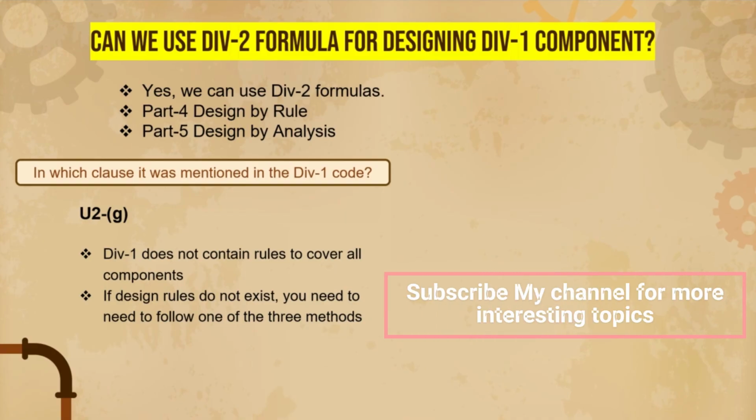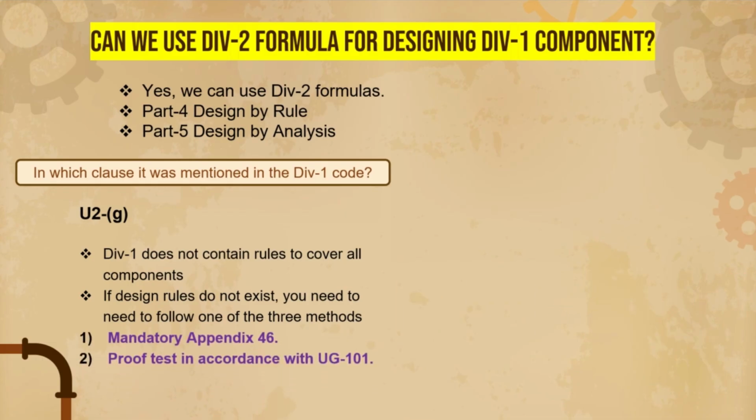What are the methods, guys? You can use either Mandatory Appendix 46, or proof testing in accordance with UG-101, or you need to use other recognized standards or codes. Any one of these methods you need to use if you didn't find formulas for designing the Division 1 vessel or Division 1 components, guys. I hope you understand this point.